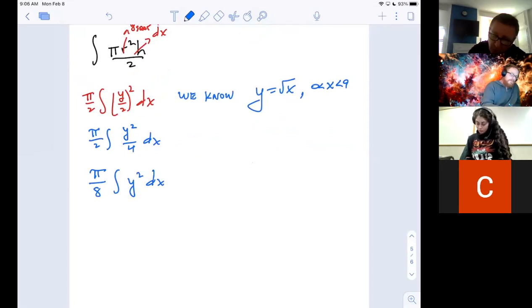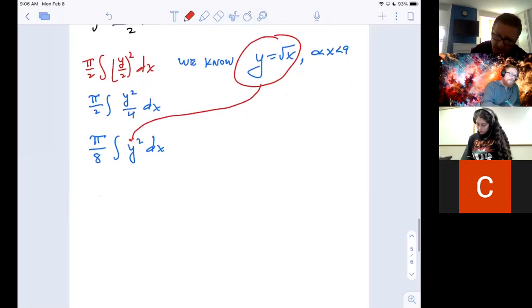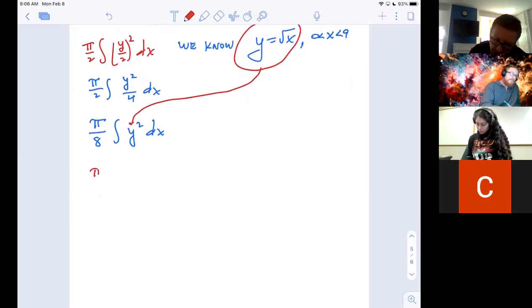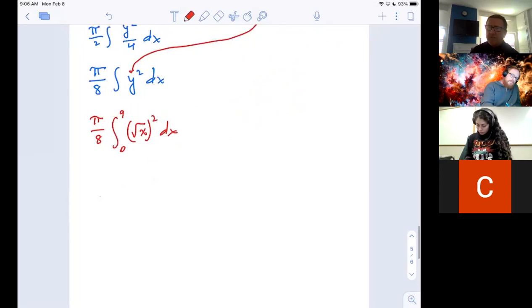So this problem came out really nice. Now I'm going to stick in y is the square root of x. And yes, it's still being squared. So I can say pi over 8, and I'll go ahead and write it out. The square root of x is being squared. I replaced y with the square root of x. I now know that I'm working with x's, and then I can go and say, oh yeah, x is from 9 to 0. So this is a really easy question. Like the calculus of this is not the hard part.